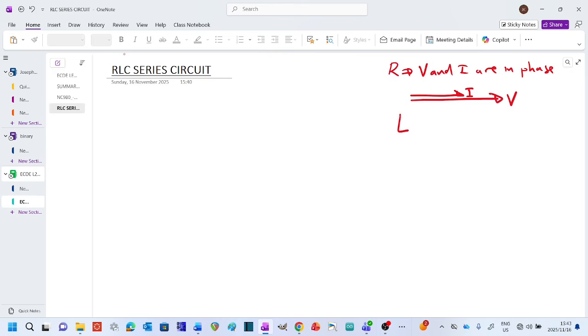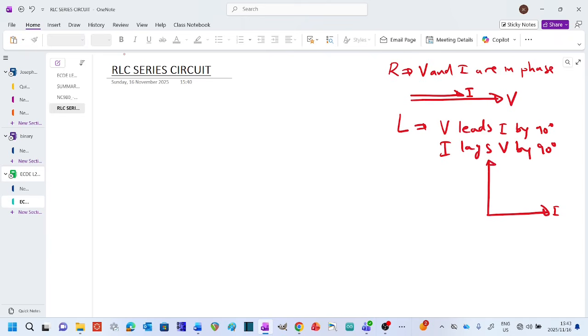For an inductor, the voltage leads the current by 90 degrees. This statement can also be put as the current lags the voltage by 90 degrees. In terms of the phasor diagram, the current is horizontally pointing to the right like that, and then the voltage is pointing upward. So that will be that.